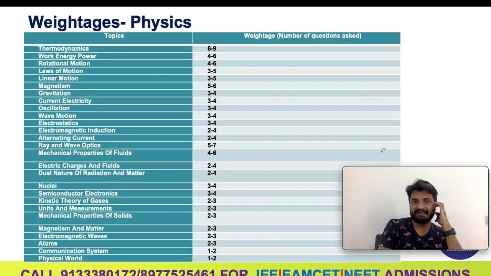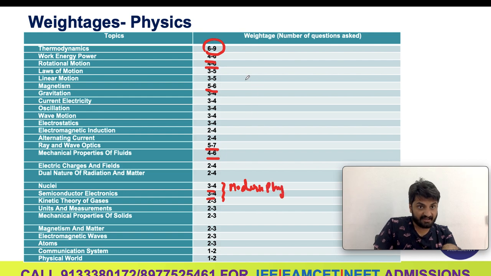So this is the chapter-wise weightage for physics. As usual, when you look at the chapter-wise weightage, the first thing you need to do is identify the higher weightage chapters. If you can see here, thermodynamics is one, I can see 6 to 9 questions, work, power, energy, rotational motion, magnetism is one more, mechanical properties, ray and wave optics, and nuclei, semiconductor devices. So the modern physics part is higher weightage, the heat and thermodynamics part is higher weightage, and in the mechanics part, work, power, energy, rotational motion, again higher weightage.